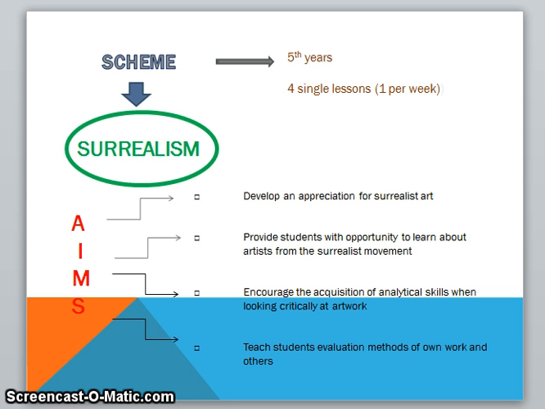The scheme aims to build students' knowledge and appreciation of the Surrealist art movement, enable students to name and discuss Surrealist artists and specific artwork, comment on the colour, composition and style of artwork critically using new terminology, and use evaluation and reflection in class discussion.